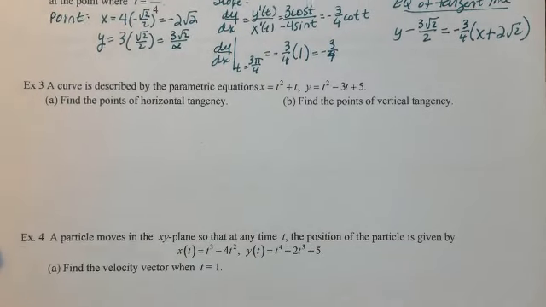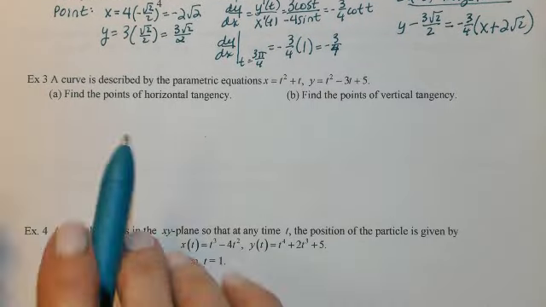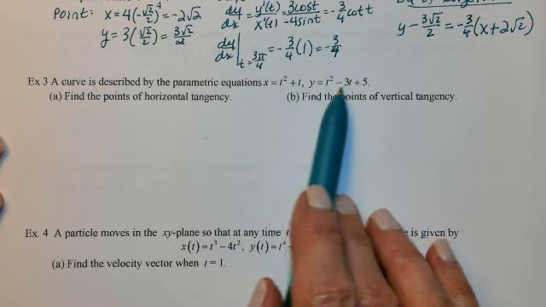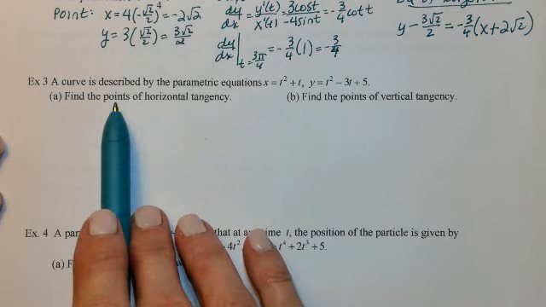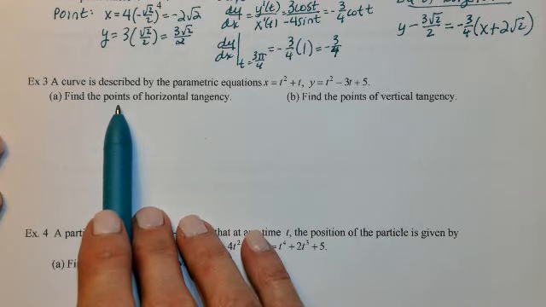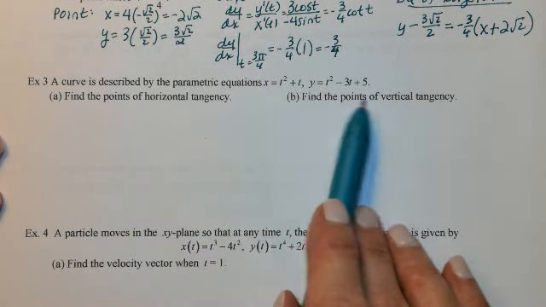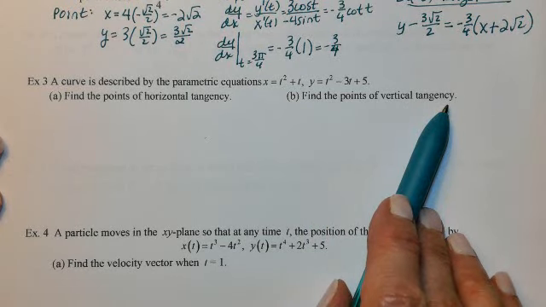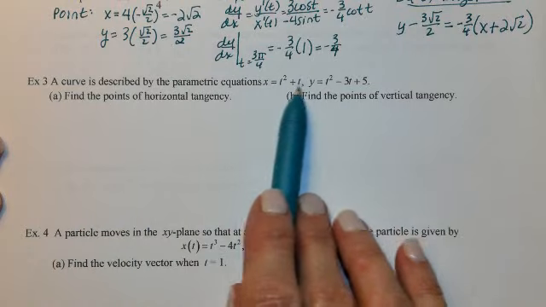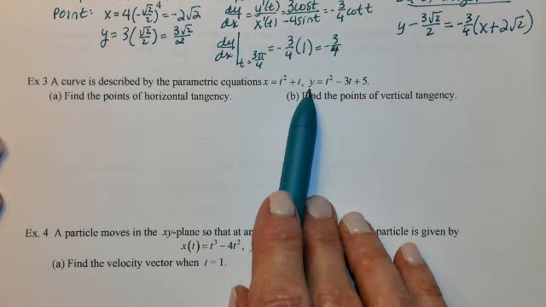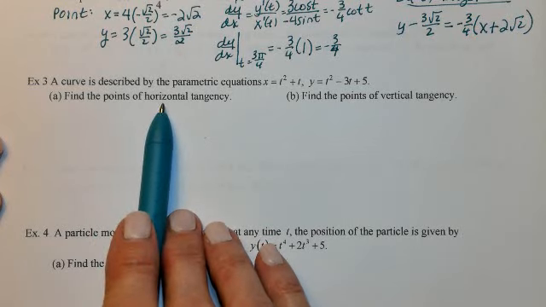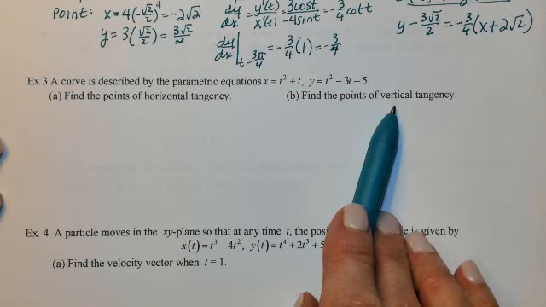Okay. Example 3. A curve is described by the parametric equations x is t squared plus t, y is t squared minus 3t plus 5. Part A, find the points of horizontal tangency. Part B, find the points of vertical tangency. Okay? So this describes a curve, all right? We want to know where on that curve do we have a horizontal tangent line and where on the curve do we have a vertical tangent line.